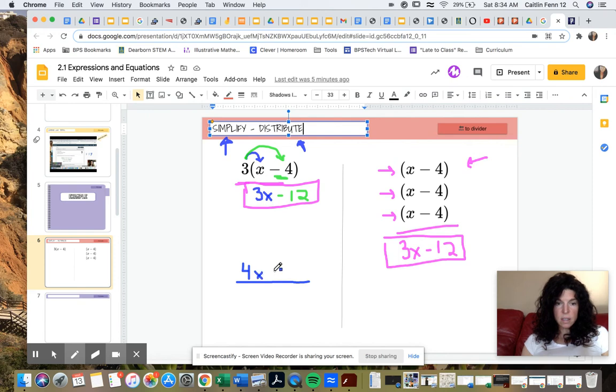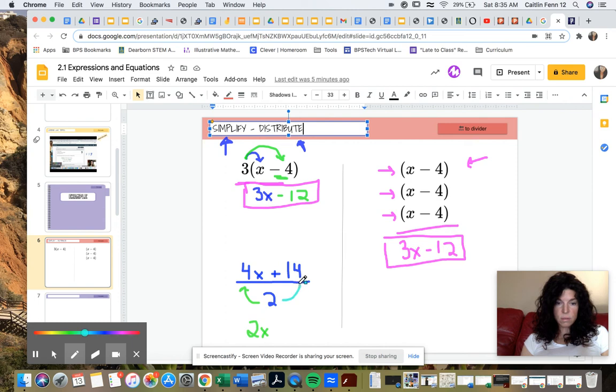4x plus 14 divided by 2. The same thing happens here. We're going to distribute that division to both terms. So we're going to distribute the division to the 4x. So that is going to be 4x divided by 2. So we'll be left with 2x. And then the 14 is also going to get divided by 2.